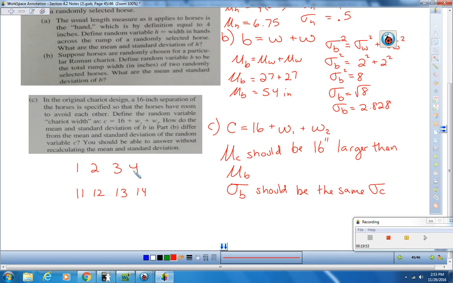The mean has now jumped from 2.5 to, what's that, 12.5. It's jumped by 10. But the amount of variability has not changed at all. These numbers aren't any more spread out than these numbers. Their standard deviations would in fact be the same. Well, that's what's happening here. The mean jumps by 16, but the standard deviation stays put.